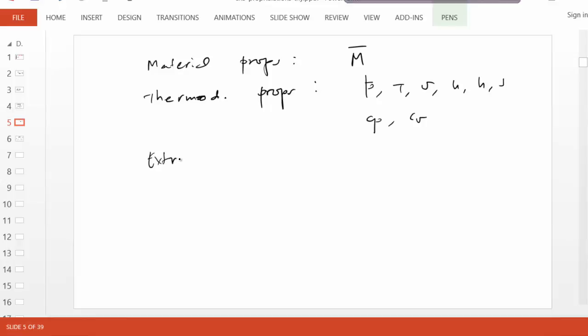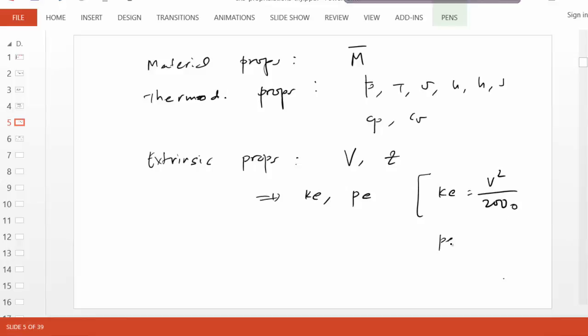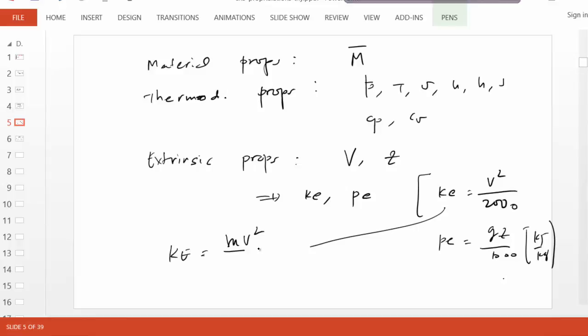And once the thermodynamic properties are found, then if you know the velocity and the height, immediately you can find kinetic energy and potential energy. You know the formulas: ke equals v squared by 2000, and pe equals gz over 1000. The 1000 appears because the unit is kilojoule per kg. Just to remind you, we know capital KE equals mv squared by 2000 kilojoules, and small ke equals capital KE over m, equals v squared by 2000 kilojoule per kg. We did that in chapter 1.